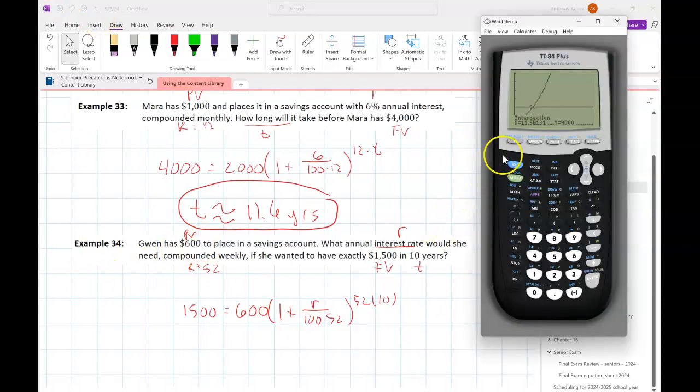So again, I'm going to do this in my calculator. I could do it by hand also. This one would just involve using a root. Well, not a square root, like a 520th root. But again, I'm just going to do it on my calculator. So in this case, X is representing an interest rate as a percentage.